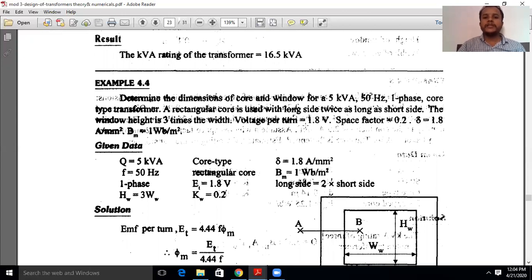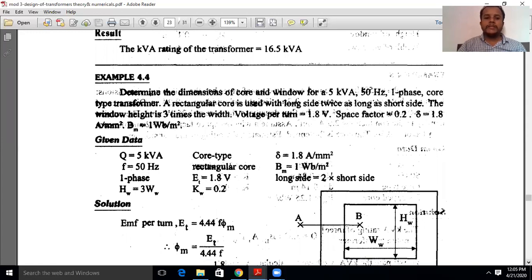So voltage per turn is equal to 1.8 volt. Space factor is given, that is 0.2, and delta is 1.8 ampere per millimeter square. Bm is 1 Weber per meter square. So now let us write the given data. Q is given, 5 kVA, it is core type. Delta is given, f is given, it is rectangular core. Bm is given, single phase. Et is given, long side is equal to 2 into short side, and Hw is equal to 3 Ww. So Kw is given, that is 0.2.